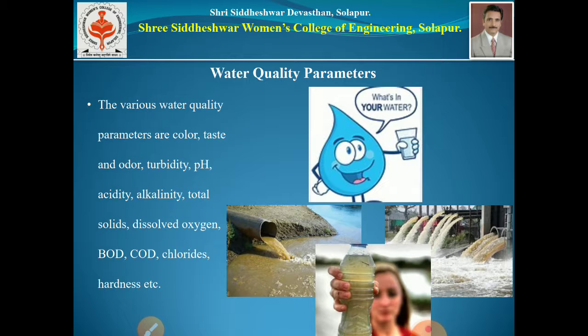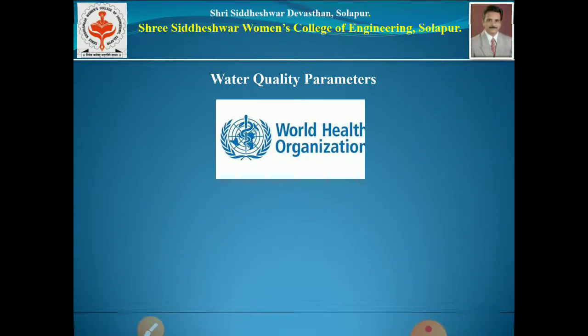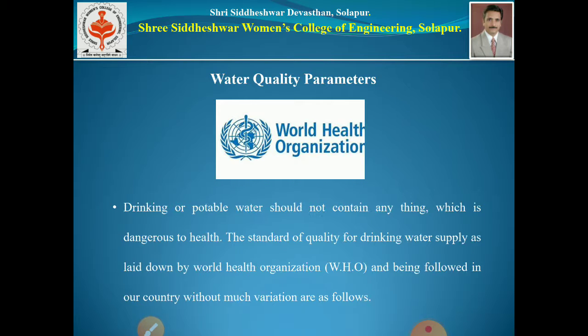So all these parameters are set. What should be its limit? What should be the quality for safe or drinking water? You might know that WHO, the World Health Organization, has set some limit for all these parameters. The main intention is that drinking or potable water should not contain such things which are dangerous to our health. It should not produce any health problems or water-borne diseases.